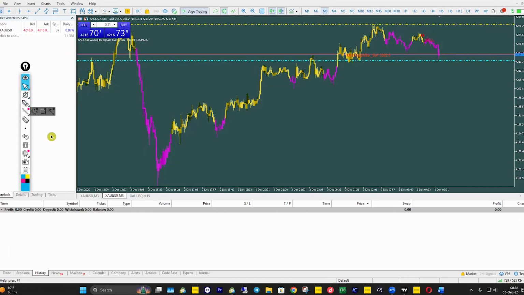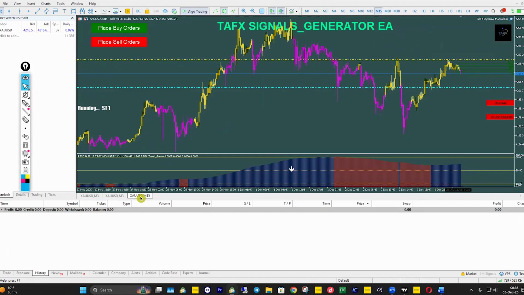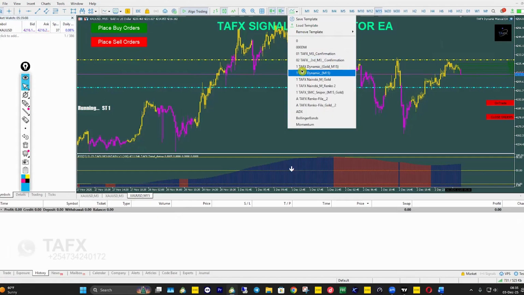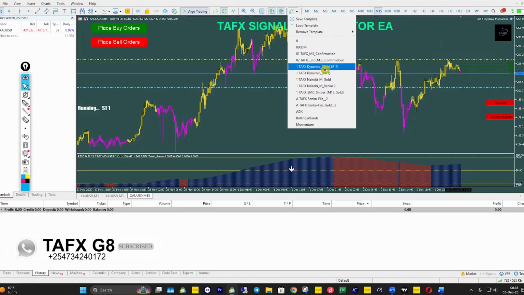Now, in this system, number one, after installation, you open minute 15 and you attach the EA template here. It is TFX Dynamic Gold. Remember, now we are trading gold. We are taking you through to learn about gold. After this, we can take another pair, but let's go step by step.